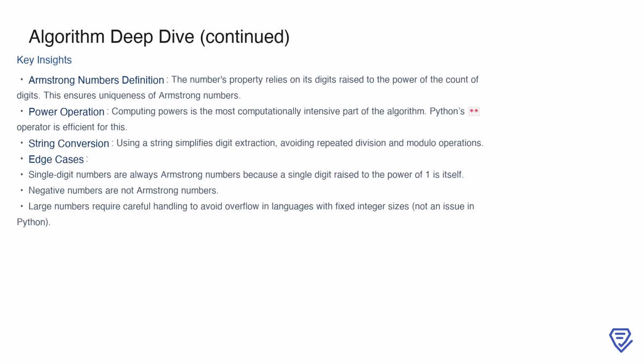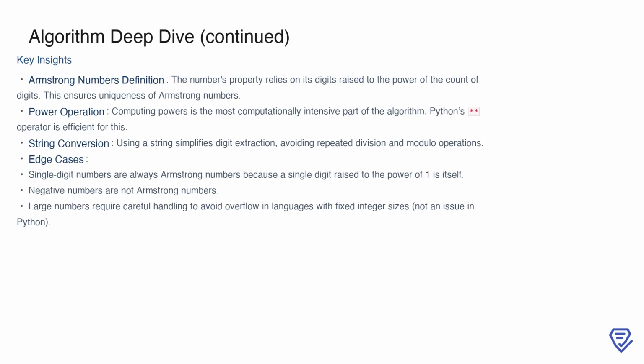There are several key insights to understand about this algorithm. First, the uniqueness of Armstrong numbers comes from raising each digit to the power of the total number of digits. This property ensures that only specific numbers qualify as Armstrong numbers. Second, the most computationally intensive part of the algorithm is the power operation, but Python's ** operator handles this efficiently. Third, converting the number to a string simplifies digit extraction, eliminating the need for repeated division and modulo operations.